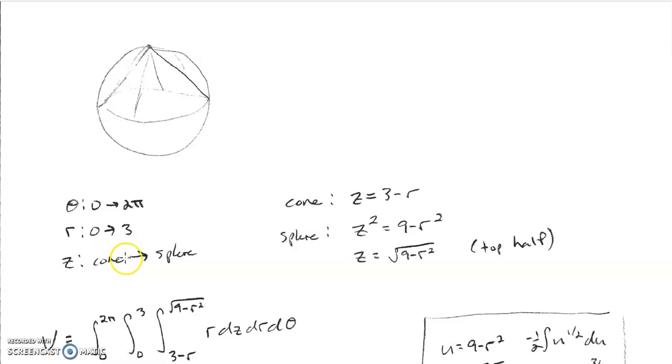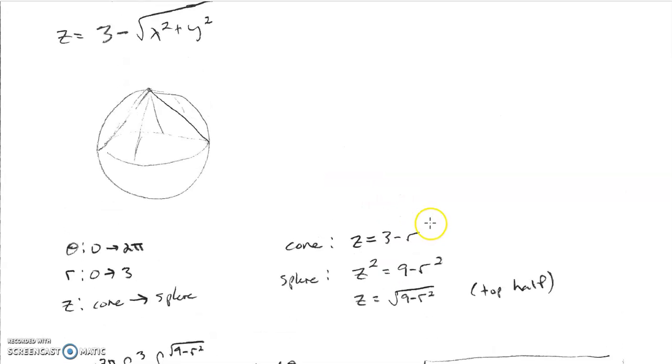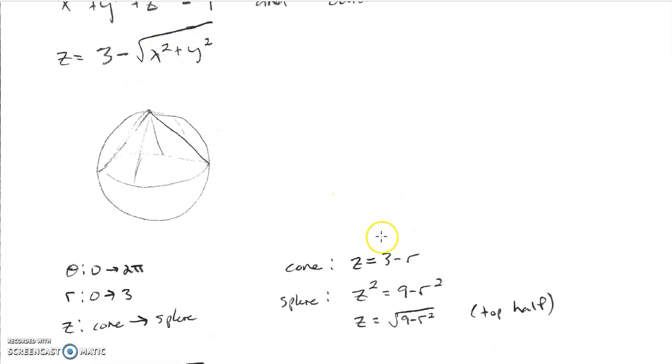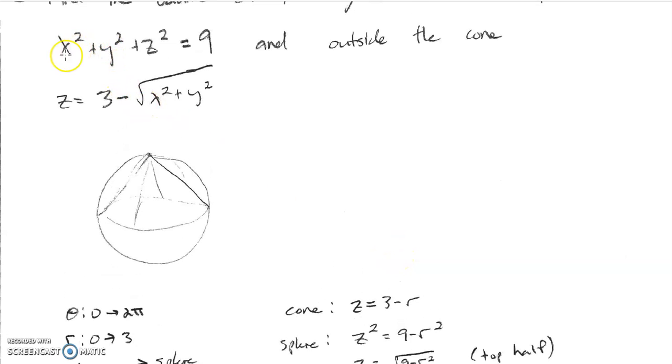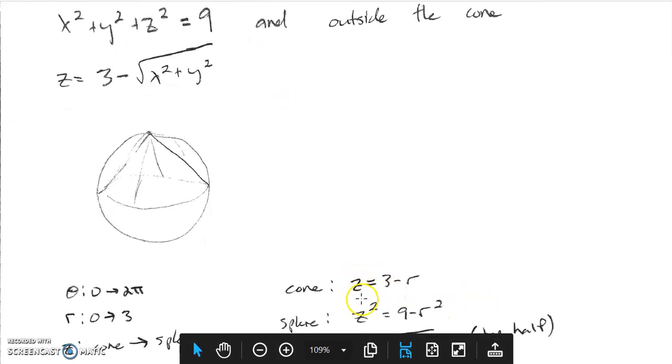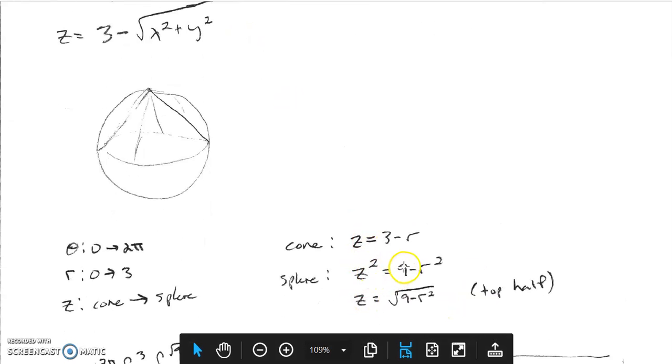From there, I've got to figure out the coordinates of the cone to the sphere when I'm going up. So the cone is 3 minus this. Well, that's 3 minus r. And then for the sphere, this x squared plus y squared is my r squared. So pop it over to there. I get z squared equals x squared plus y squared.